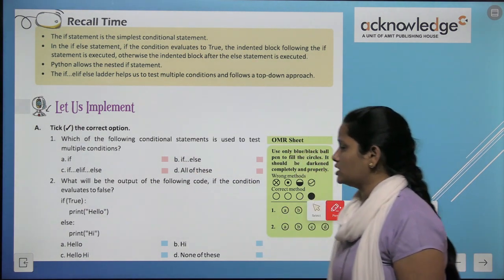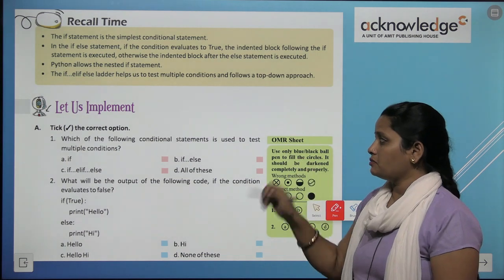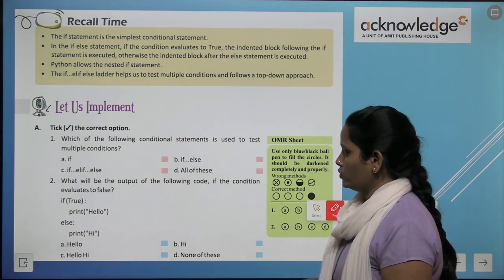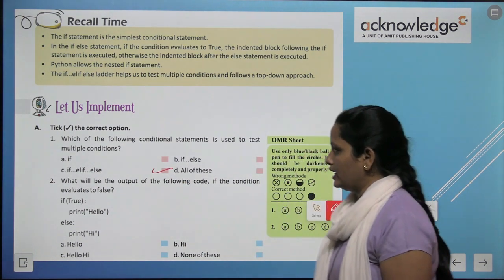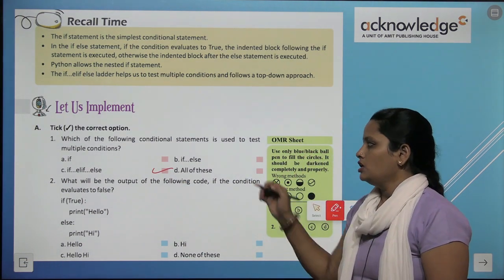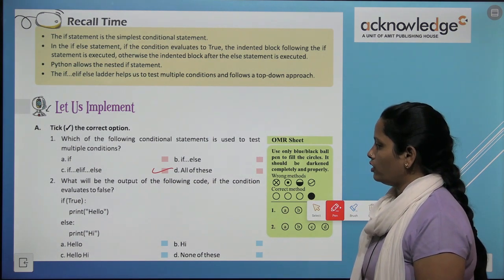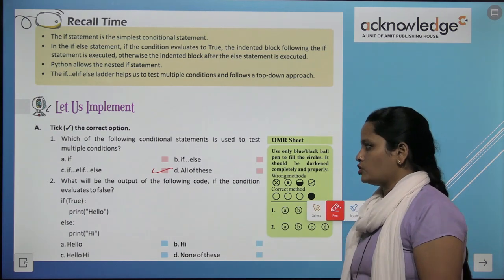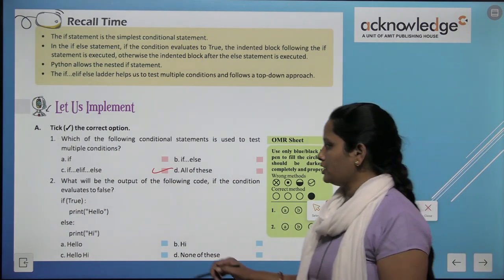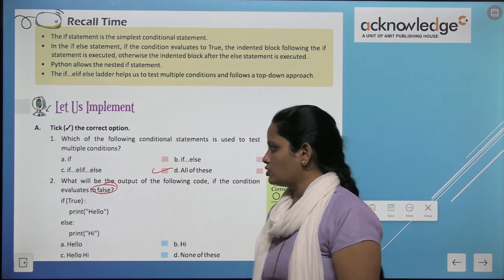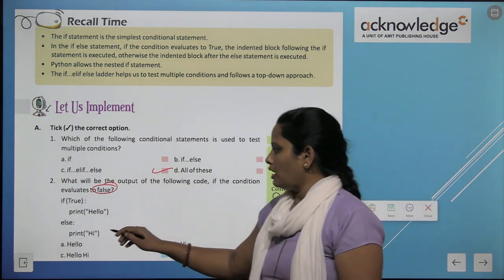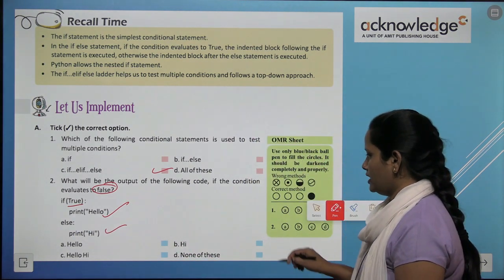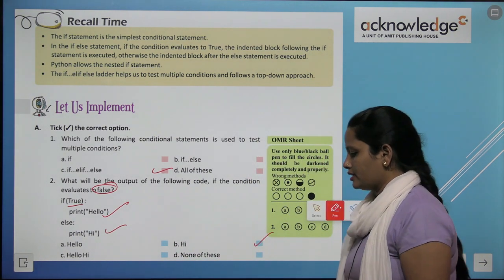Which of the following conditional statements are used to test multiple conditions? For testing multiple conditions, we use this if-elif-else block. What will be the output of the following code if the condition evaluates to false? So here it is saying अगर condition false है, so कौन सा statement true होगा? अब यहाँ पे देखो लिखा हुआ if true है तो हमें ये डिस्प्ले करना है, false है तो हमें ये डिस्प्ले करना है. तो obviously this is our correct answer.